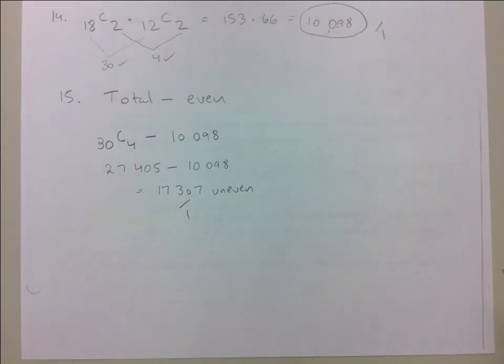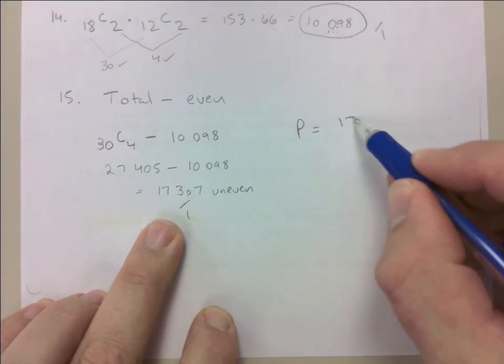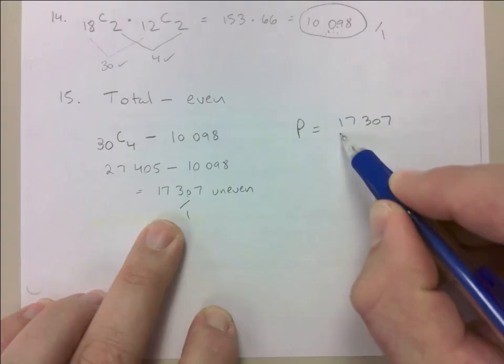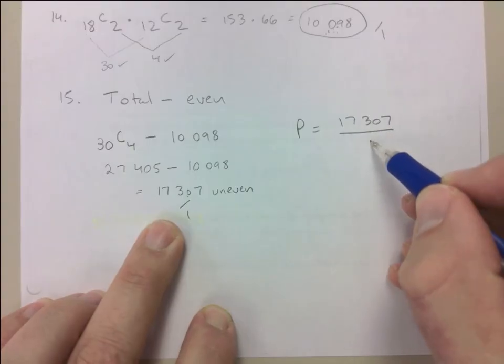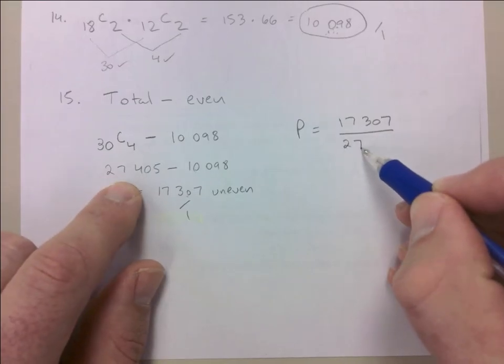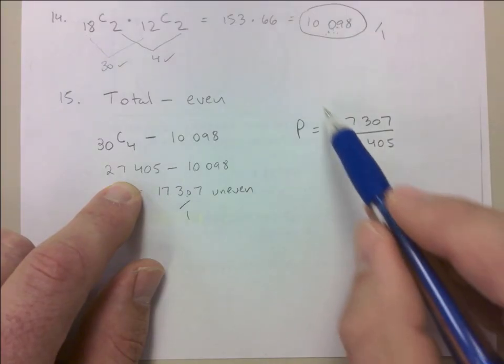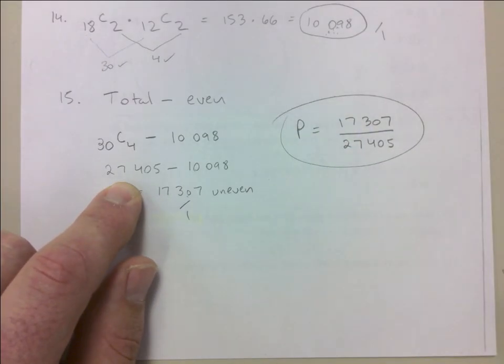But what's missing at this point right now? It's a probability. So this is going to give you the second mark. You put that number up top, and the denominator is what? It's all possible groups, right? 27,405. We're just going to leave it at that.